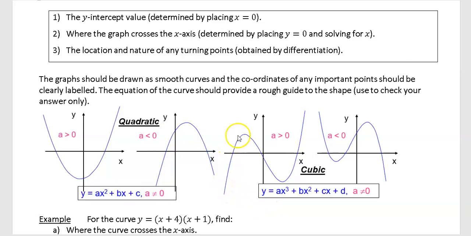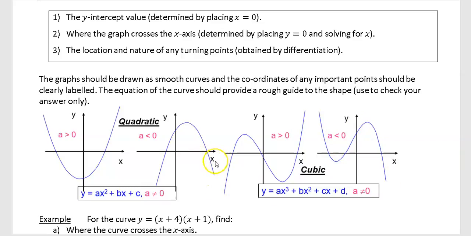This is a positive cubic, and this is a negative cubic. They're not always as extreme as this, but generally a cubic will have a maximum point and a minimum point. Here you can see a minimum point and a maximum point. It goes up and then down and up again if it's a positive cubic, and then it goes down and then up and then down again if it's a negative cubic.